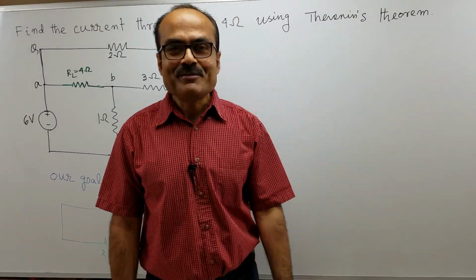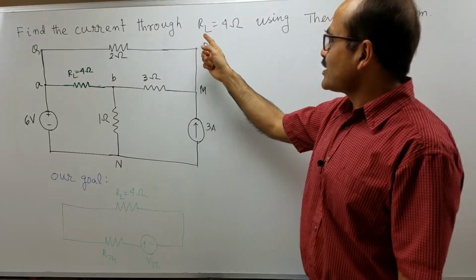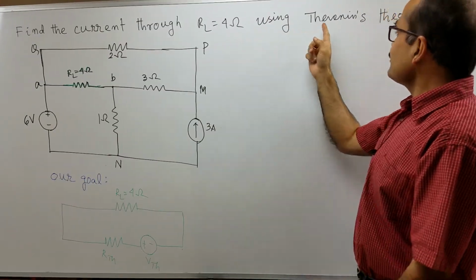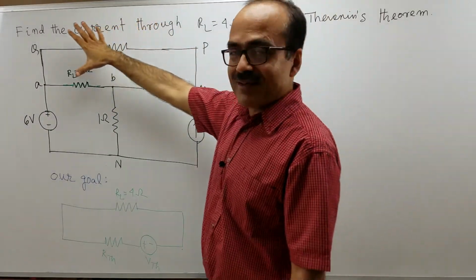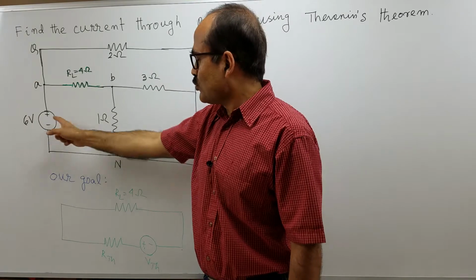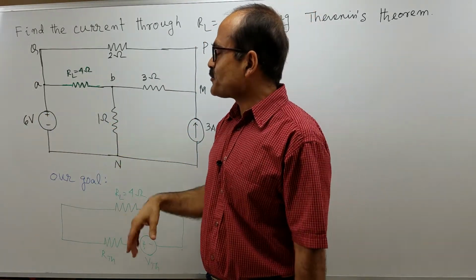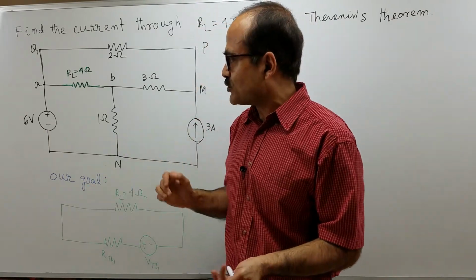Hi, I am Sushanto. In this session, I will find the current through the load resistance RL of 4 ohm using Thevenin's theorem. This is a purely resistive network with two independent sources, one voltage source and one current source, and clearly it is a linear network, so Thevenin's theorem can be used.